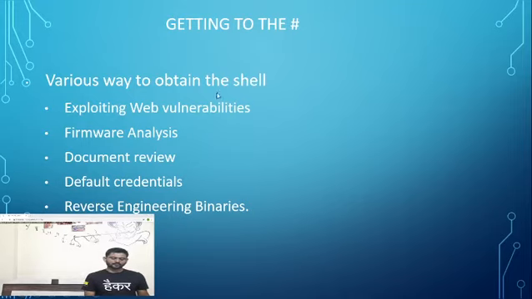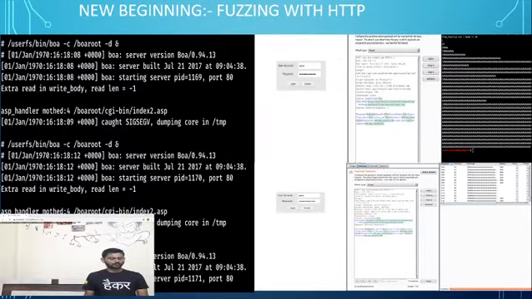There are various ways to obtain a shell: exploiting web vulnerabilities, firmware analysis, document review, default credentials, and reverse engineering the binary. In this specific scenario, I found it by reverse engineering the binary, and I managed to get the shell of the device. Once you get the shell, you have to install BusyBox with full support, so it will smooth your life. It means you get all the commands which are required on the device. Then you have to download a GDB server.